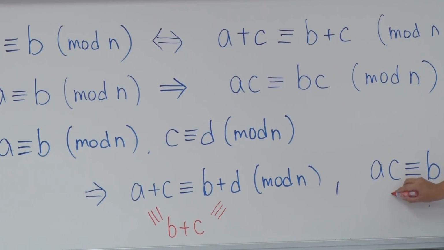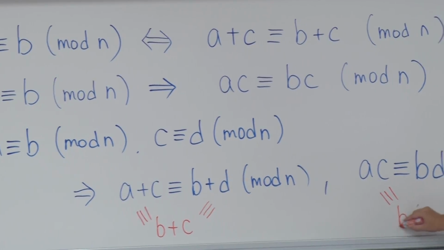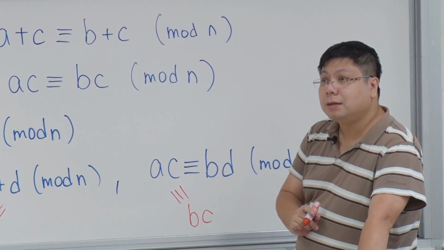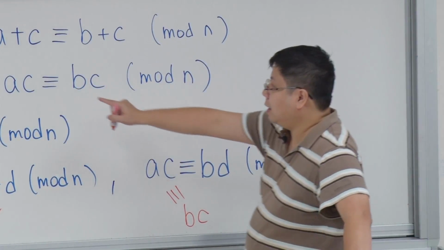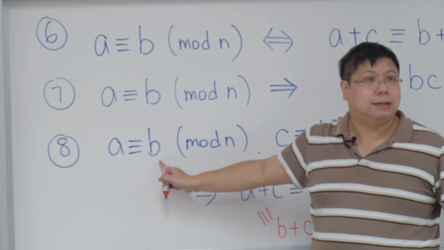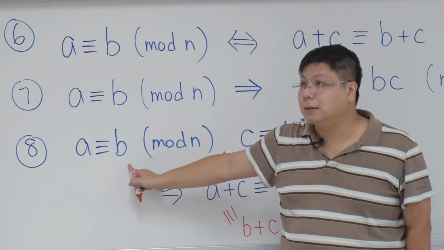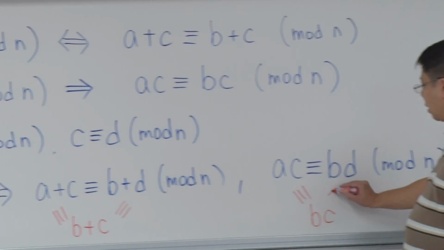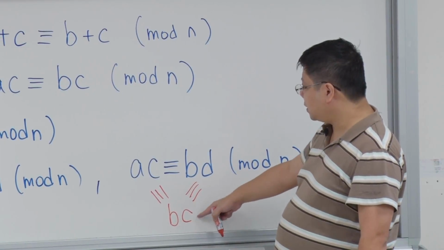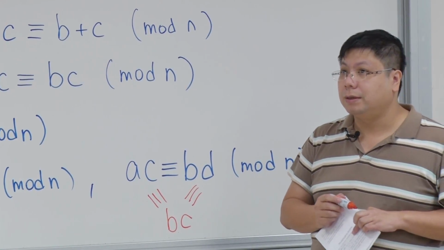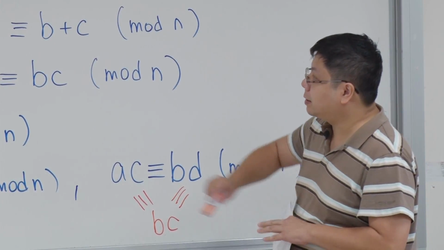So AC is equal to BC because you are going to multiply with the same number. Because A is the same as B, you multiply the same number, you will have AC is equal to BC. Does that make sense? On the other hand, you can see that these two are also the same. You have C is equal to D. When you multiply with the same number B, then they will be the same. Is that okay?